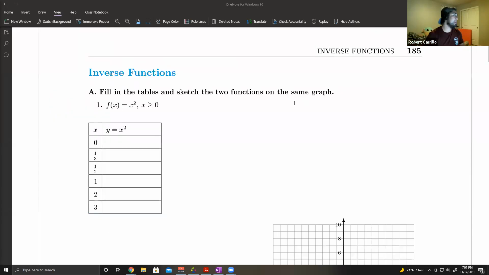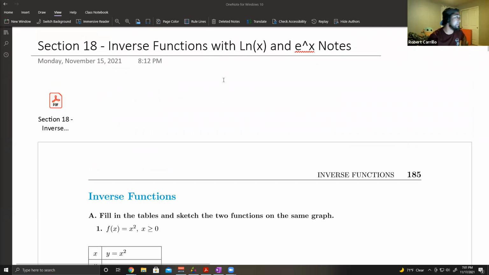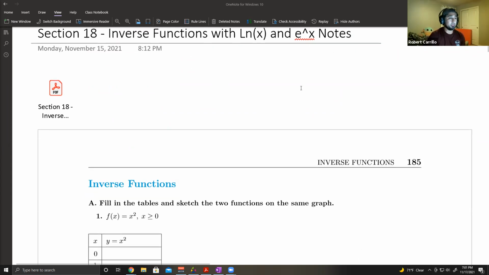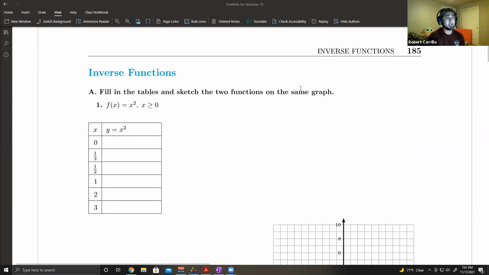Okay, today we learn about inverse functions, which will lead us into the natural log function and the exponential function e to the x. So first up is finding out what an inverse function is. And to do this, we are going to graph two functions and compare the two functions together.